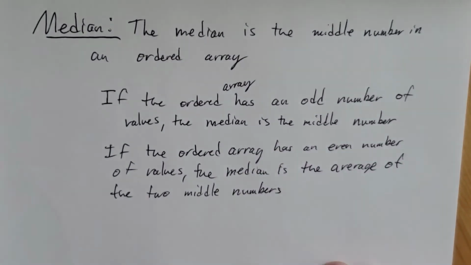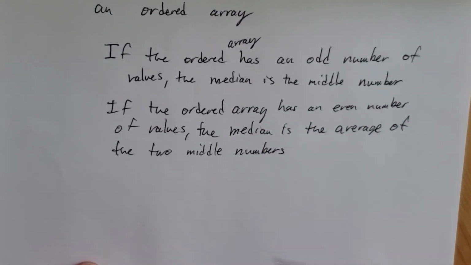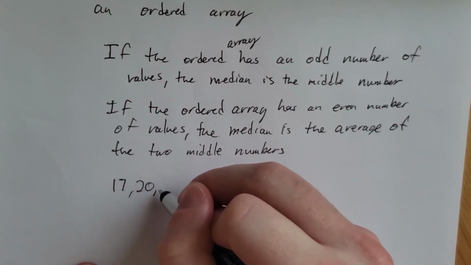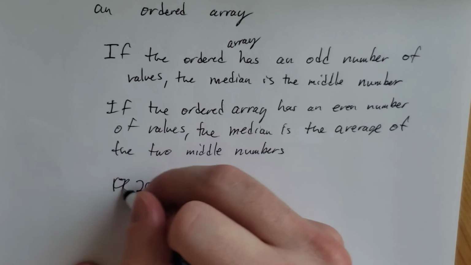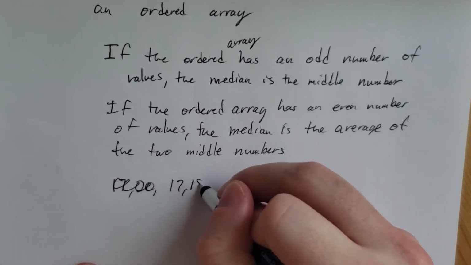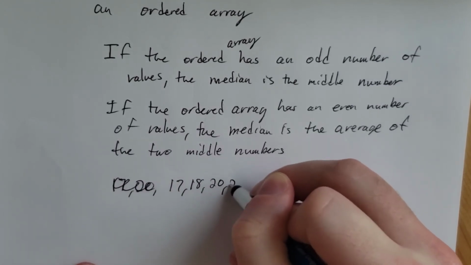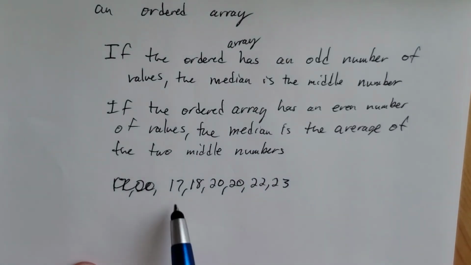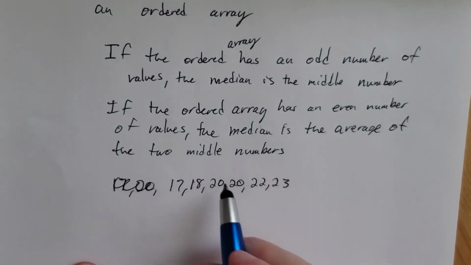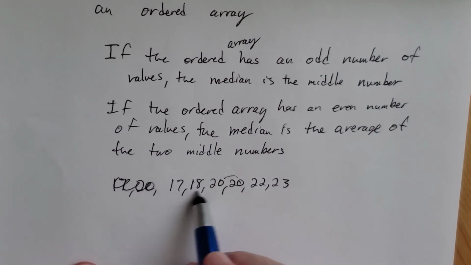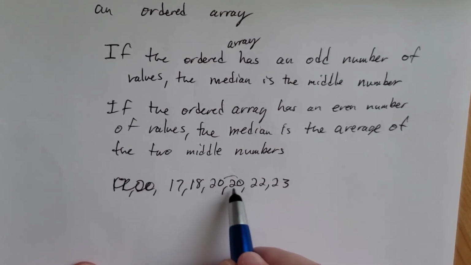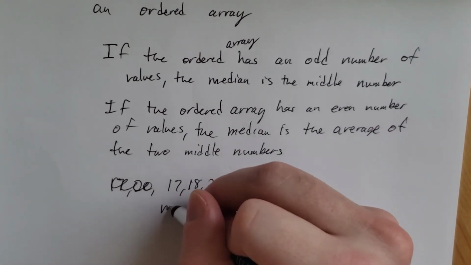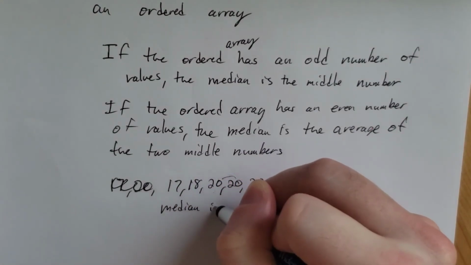So for example, earlier our set of data points was 17, 20, 17, I wanted this in an ordered array: 17, 18, 20, 20, 22, 23. And if we look at our middle numbers, those are 20 and 20, right? We have an even number here, so we need the average of the two middle numbers. Those happen to both be 20. So the median is 20.